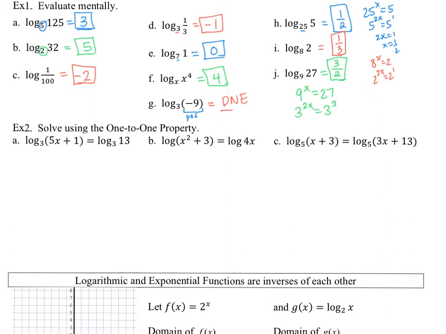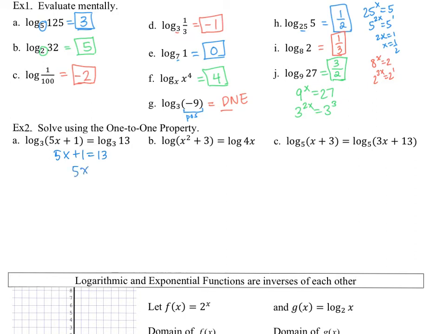So for A, it says log base 3 of 5x plus 1 equals log base 3 of 13. Since the log base 3 of this equals the log base 3 of that, it must be true that their arguments are equal to each other since they are both log base 3. So I could say that 5x plus 1 equals 13. Okay, I did not cancel the logs. It's just that because the logs are equal, their arguments must also be equal.